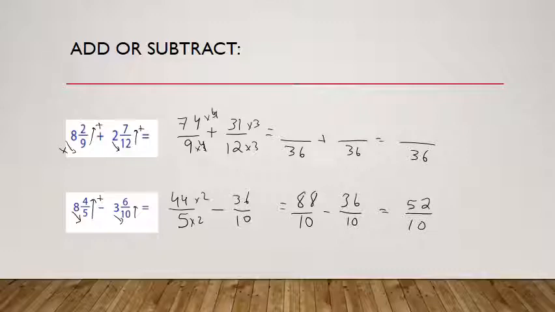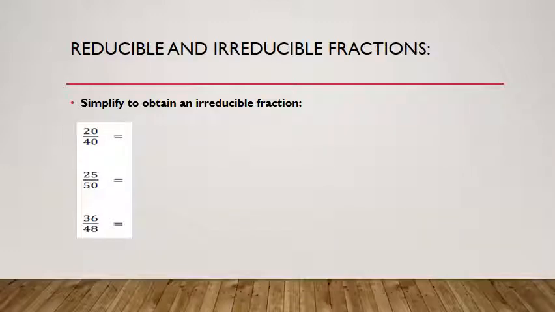After subtraction, I check if I can reduce. Yes, I can by 2. So I get 26 over 5. And now it's an irreducible fraction. In this exercise, we are going to reduce to obtain an irreducible fraction.